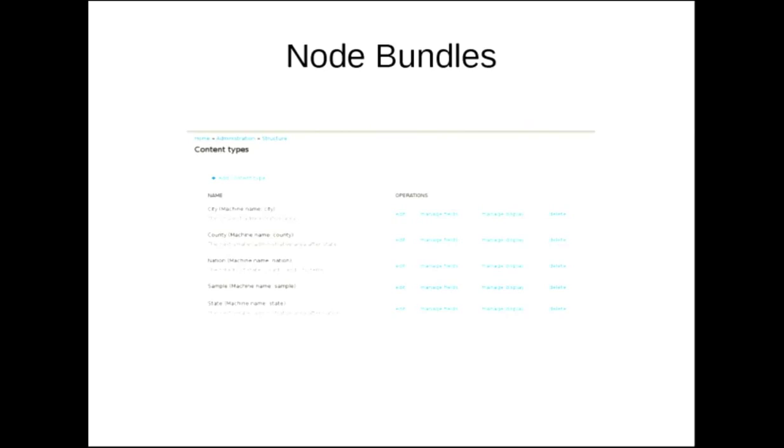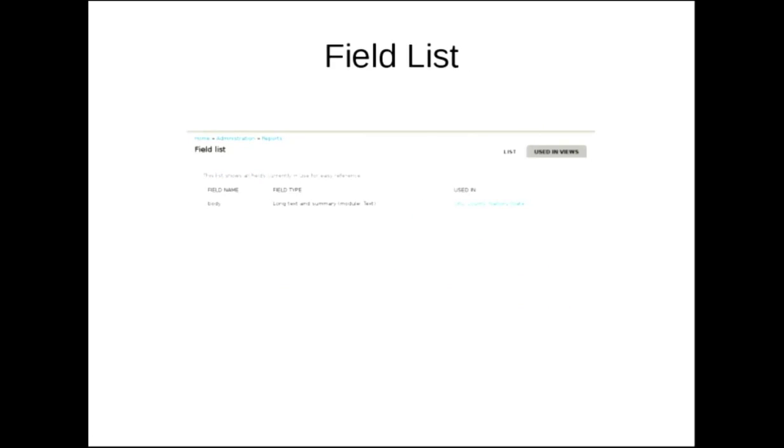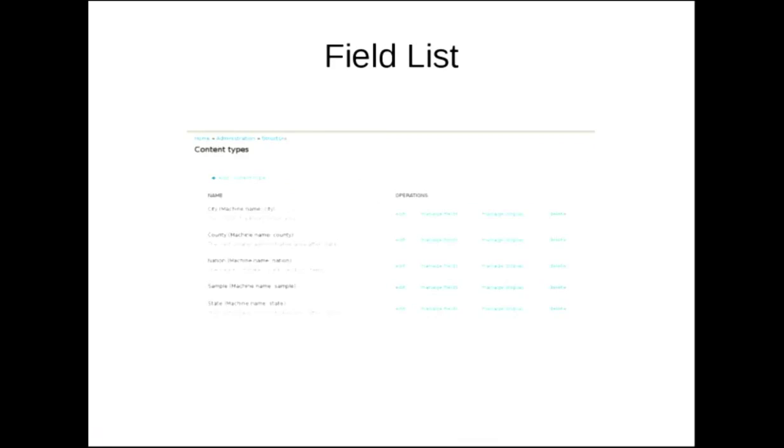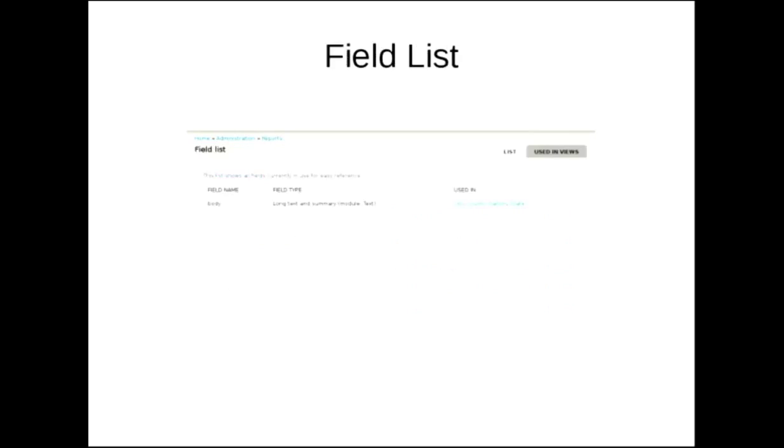And then if you go to one page, it shows you a list of all your fields. Each of these being a node, we automatically get a body field, right? It has a field name, body. Its type is long text with summary, and it's used in those 4 different bundles. If we go back, we have a sample one here that doesn't have anything on it. I removed the body field from it, so it doesn't show up in that list on the right.